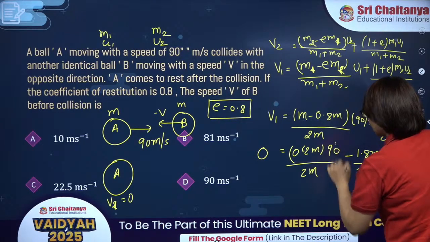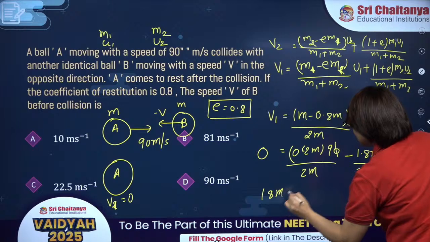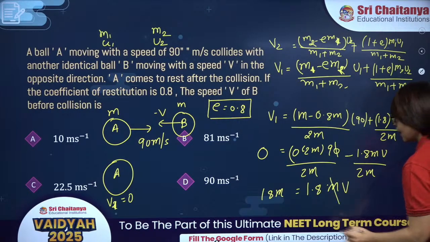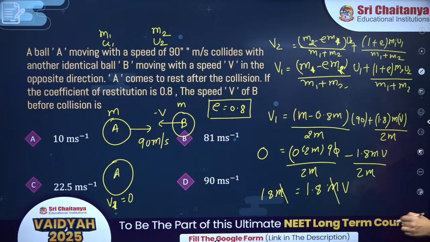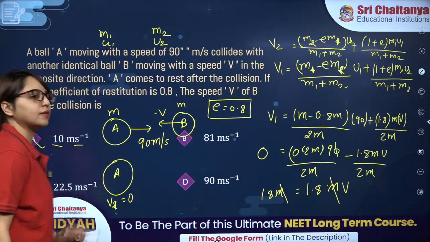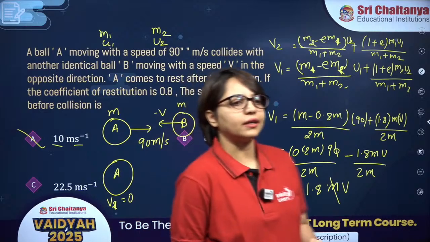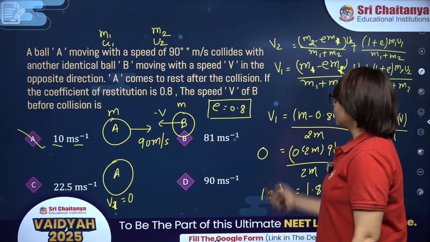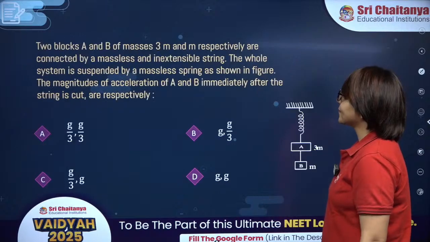So this is 18m is equal to 1.8 mv. m and m cancel over here. So v will be 10 meter per second. Option A is the correct answer. Chaliye, well done guys. Let's move on to the next one over here.